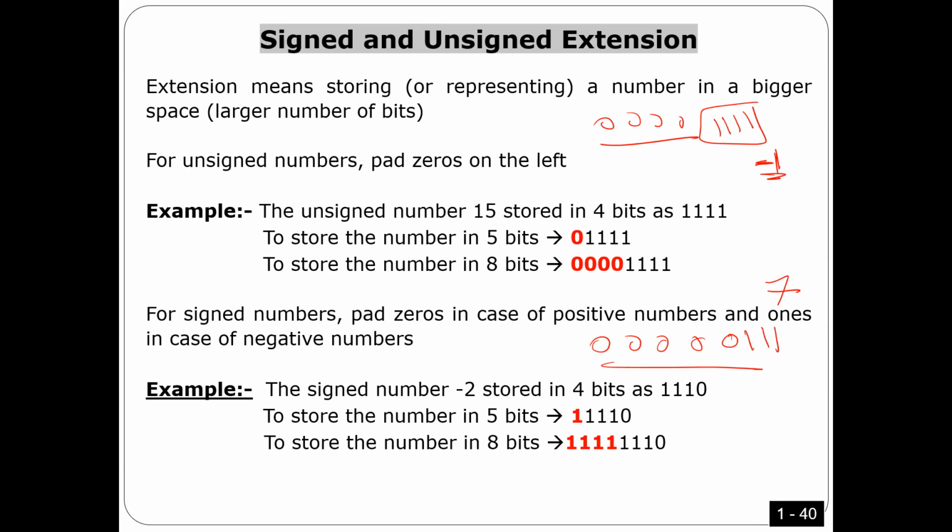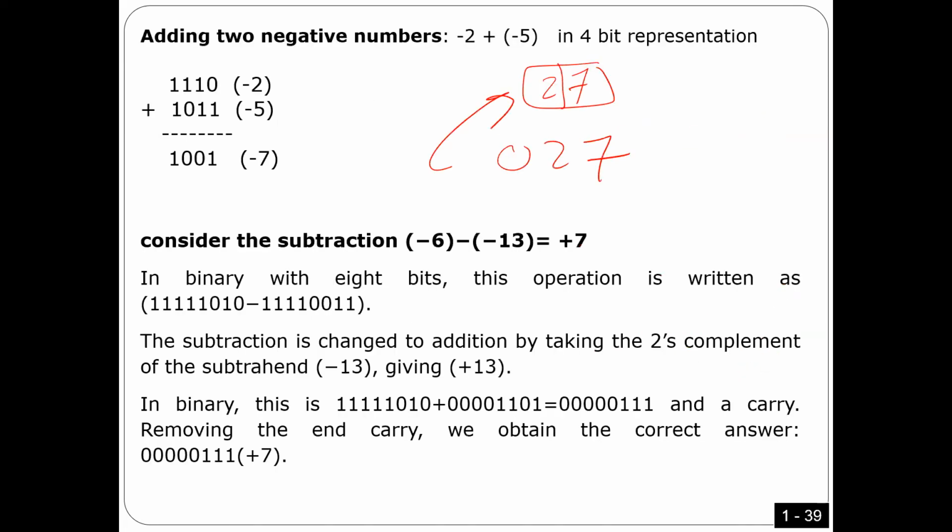Usually we say you have to repeat the sign bit. If the sign bit is 0, just repeat the 0. If the sign bit is 1, just repeat the 1. Any question? So I'm expecting now you understand what I mean by extension, and how you can do extension for signed numbers and also unsigned numbers. Any questions? Okay, good.